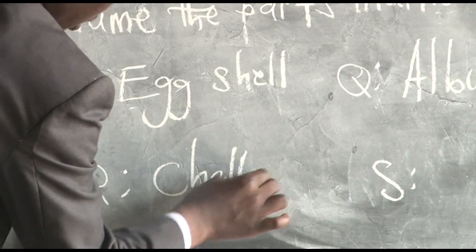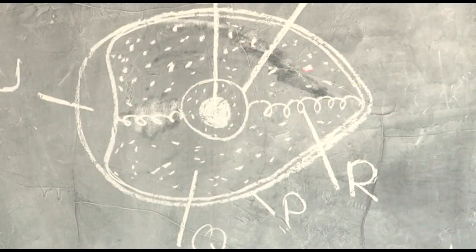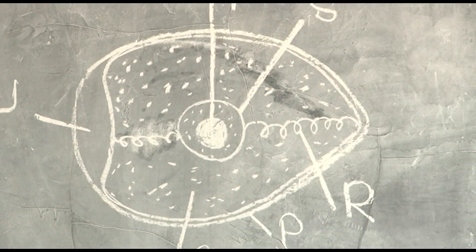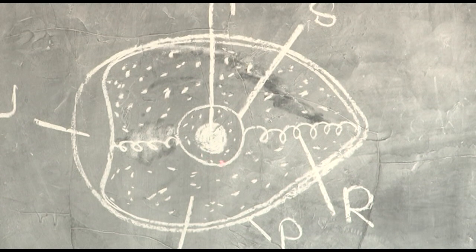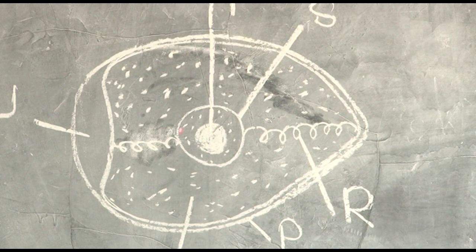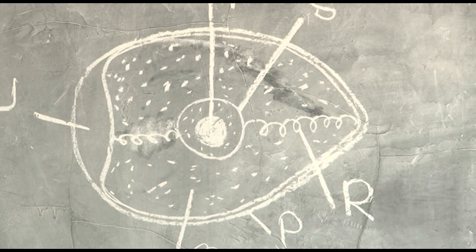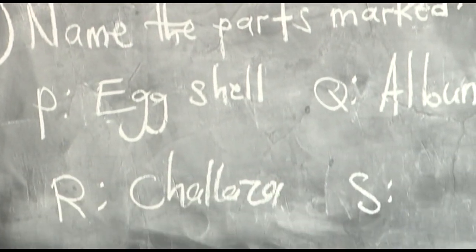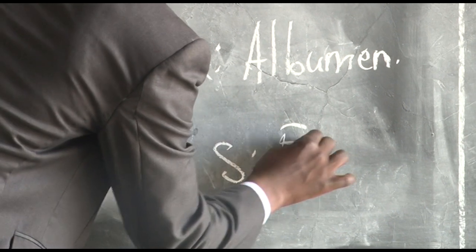Chalaza, or twisted albumen. You can see it is twisted. Yes, if we ask the importance of the chalaza or twisted albumen, this holds the yolk in position. Remember, part S is yolk, okay? The chalaza or twisted albumen holds the egg yolk in position. This takes us to part S. Yes, part S is the egg yolk or just yolk. You can say egg yolk.